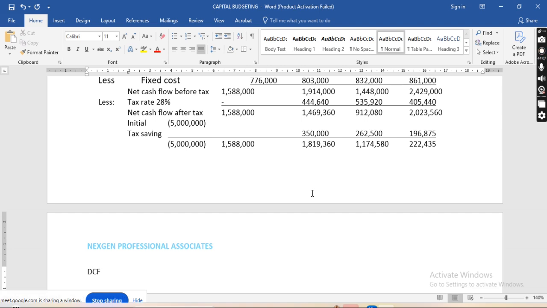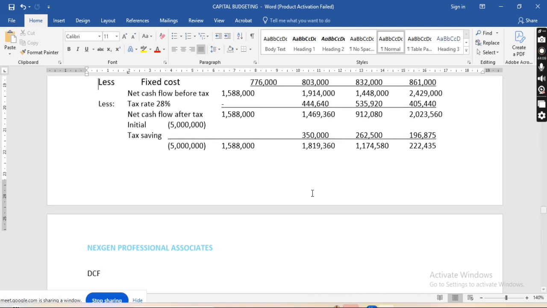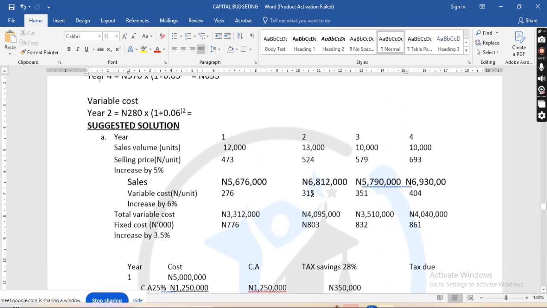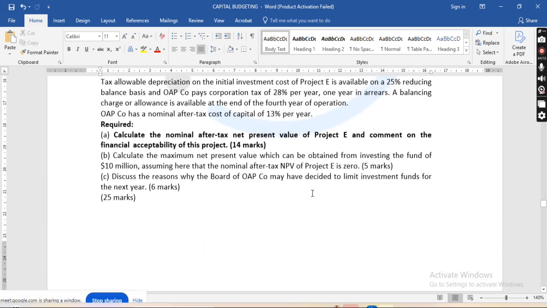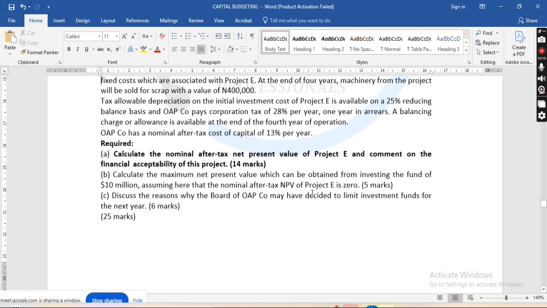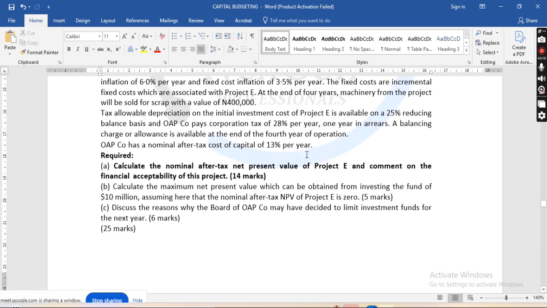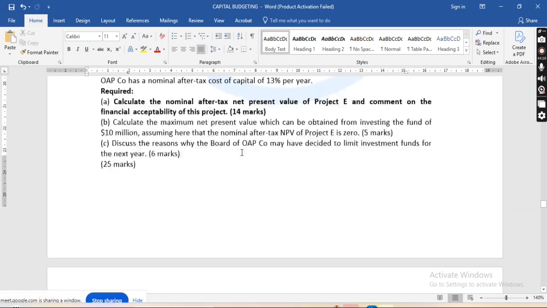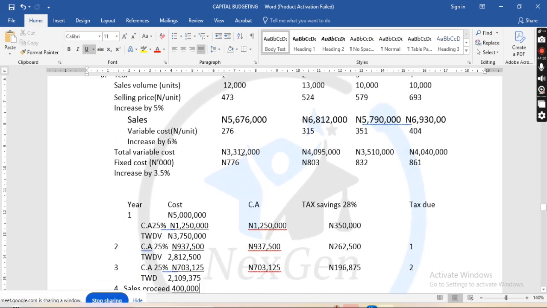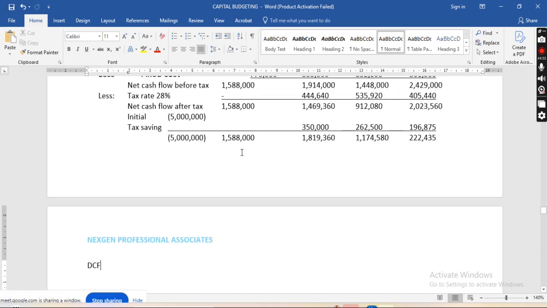The DCF is given in the question in money term, right? Please, the last figure you've not completed, sir. Okay, I'm coming. So the DCF is what? 13%, right? Which is in money term because all our cash flows are in money term. 13%. So we can use it to discount the project.